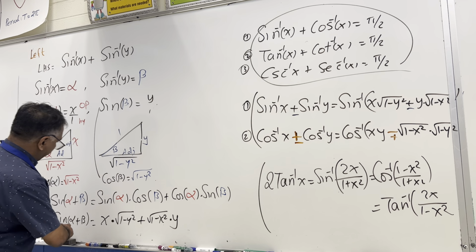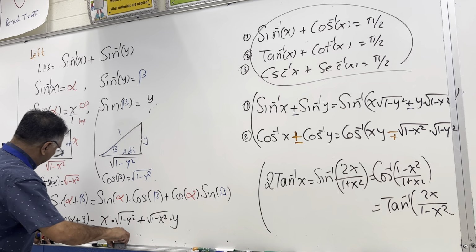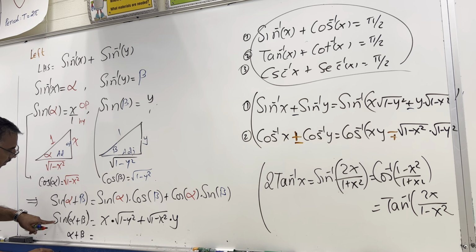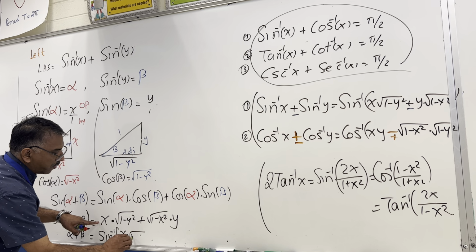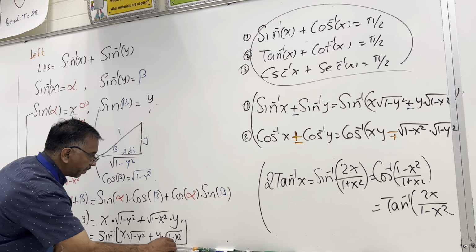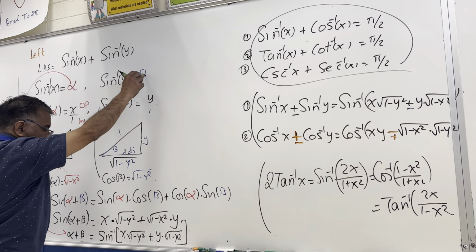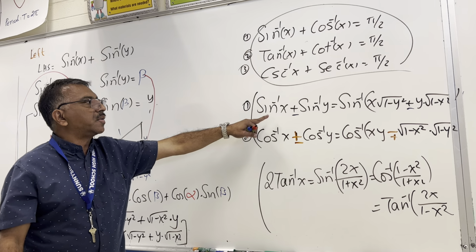And then you can use the definition of inverse trigonometric function, which says if you have sine of an angle, whatever this angle is, that stays the same on the left, alpha plus beta, and this goes on the other side as sine inverse of x square root of 1 minus y squared plus y square root of 1 minus x squared. And then you replace this alpha back here, this beta back here, and alpha is sine inverse of x.